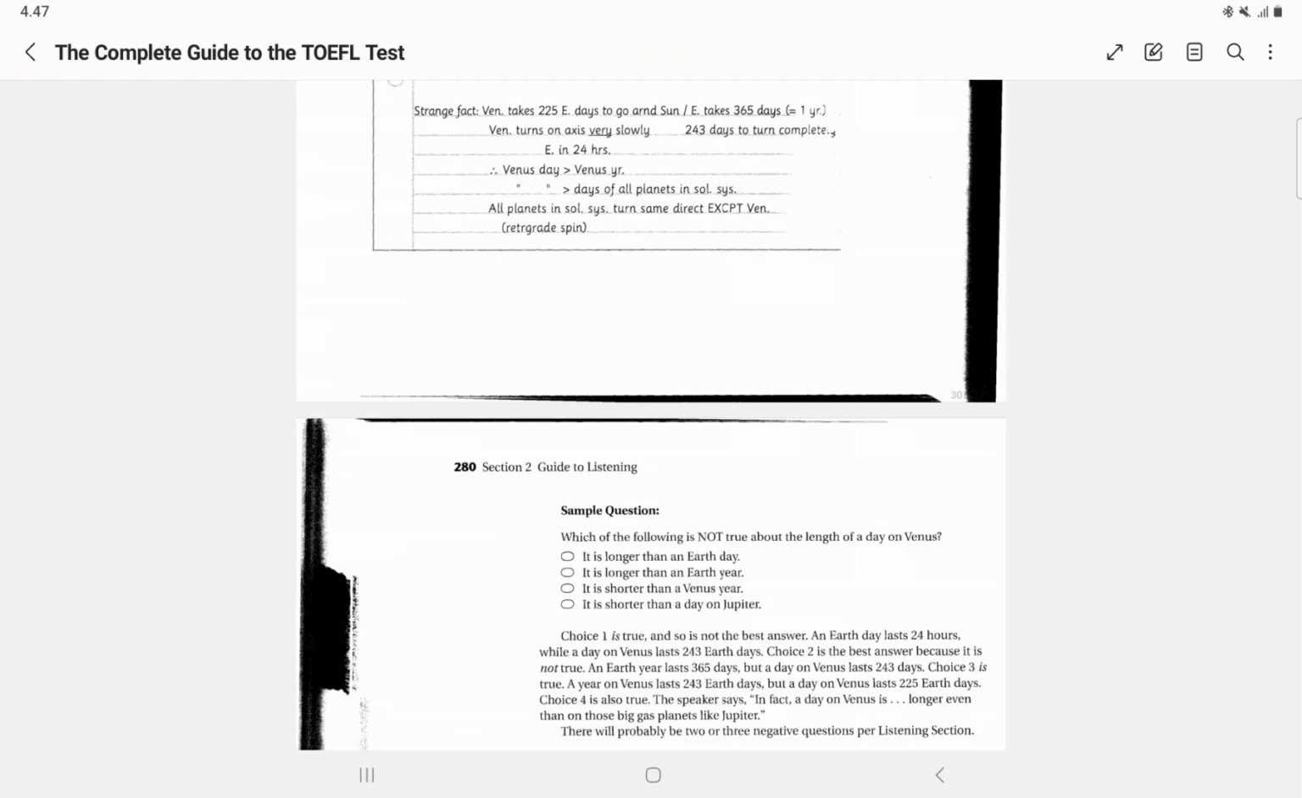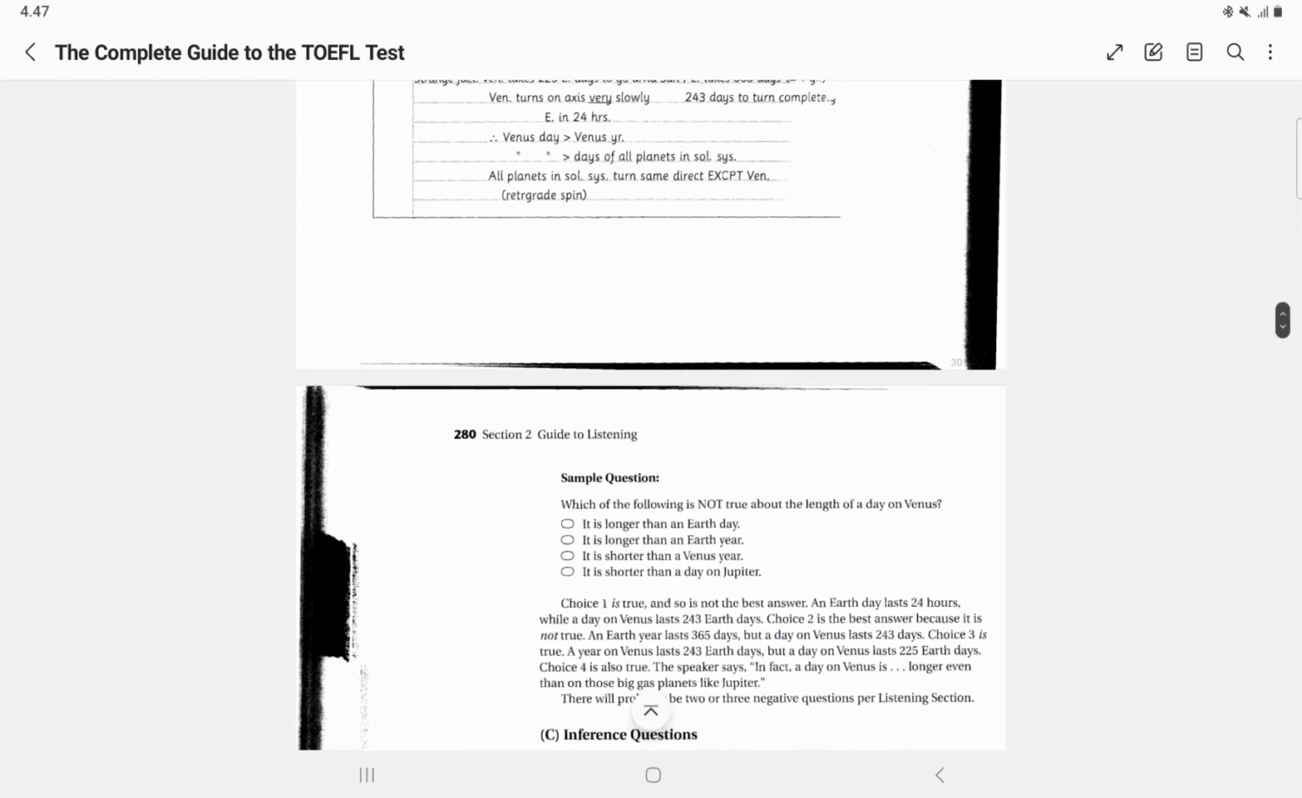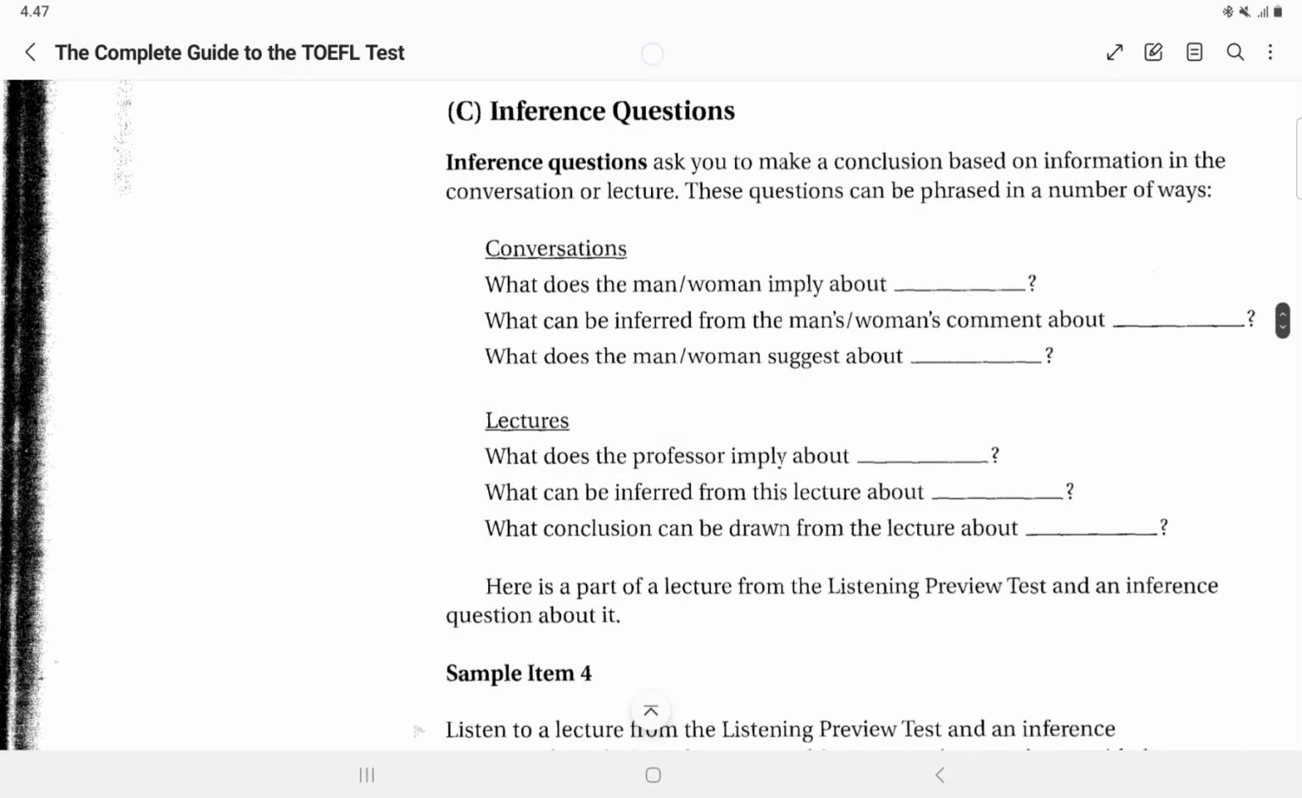The speaker said, in fact, a day on Venus is longer even than those big gas planets like Jupiter. A day on Venus is longer. There will probably be 2 or 3 negative questions per listening section.